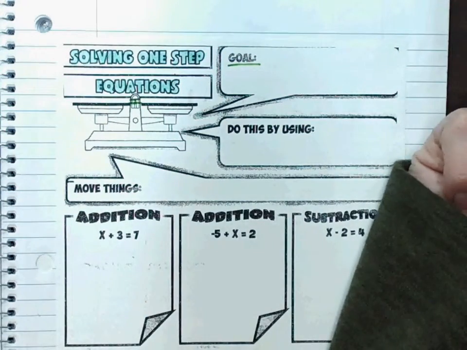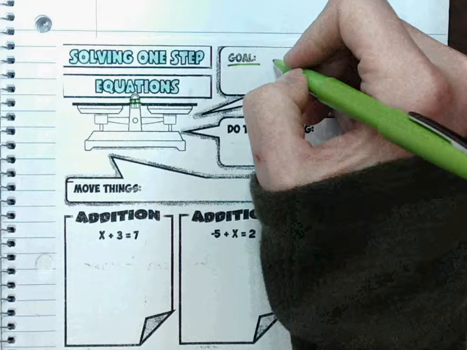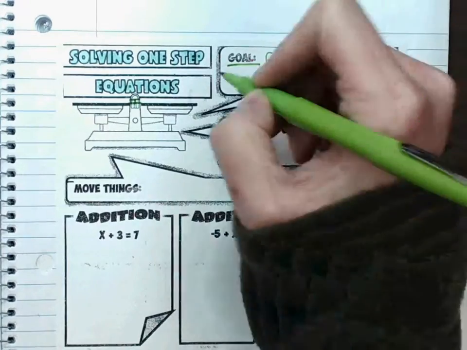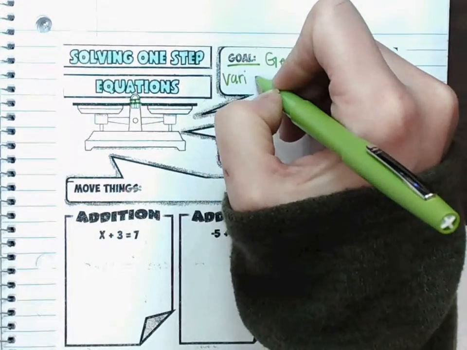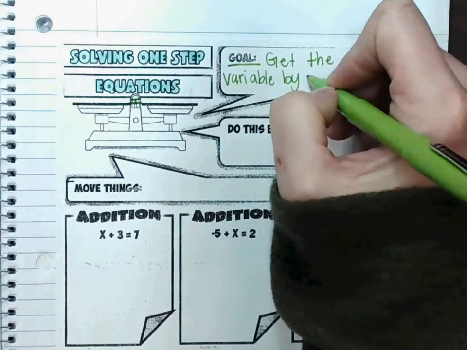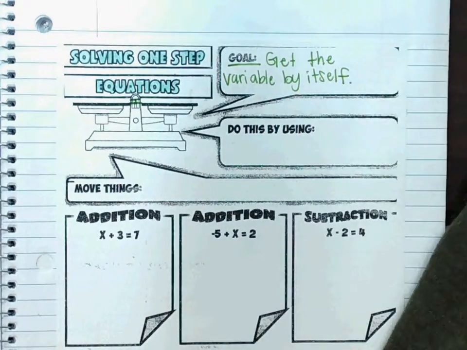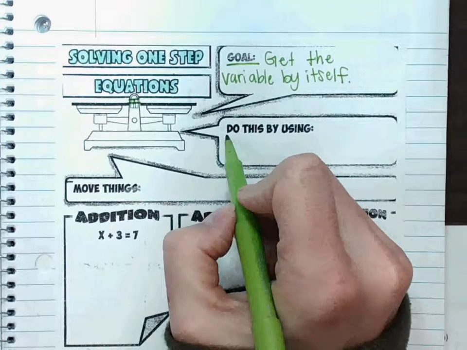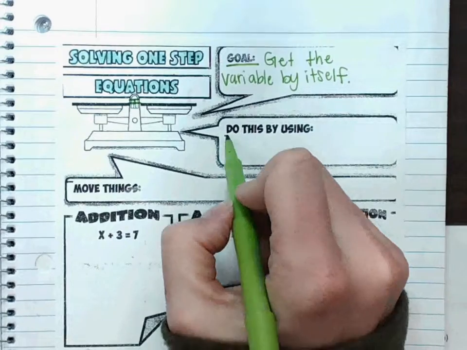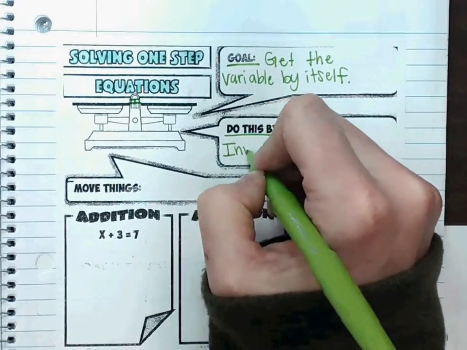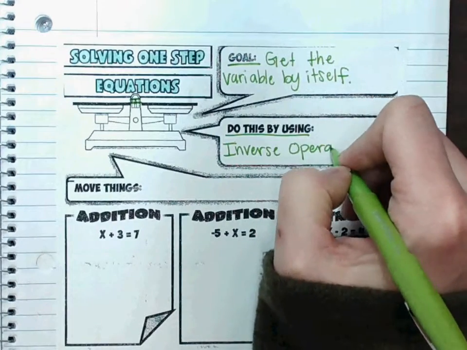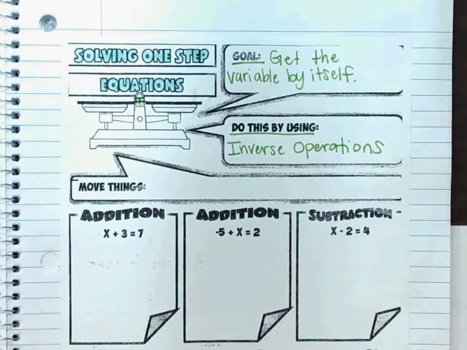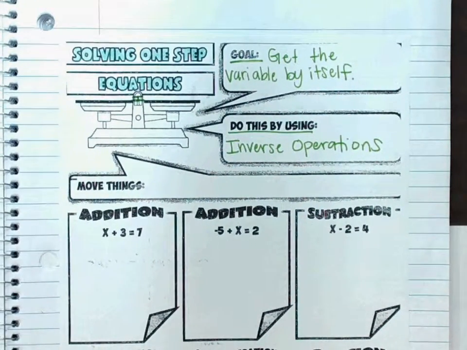So, first we're going to talk about what the goal is when you're solving a one-step equation. The goal is to get the variable by itself. If there's the variable x or n or c or whatever letter it is, we're trying to get it by itself to figure out what it equals. And we're going to do this by using inverse operations, which you should know what those are from the last video. That's why I have those handy on the page right next to you.